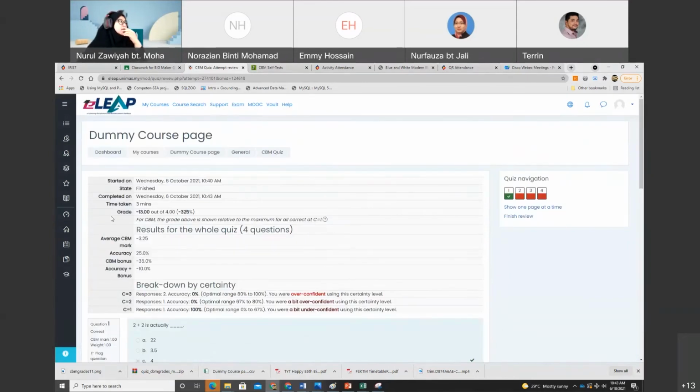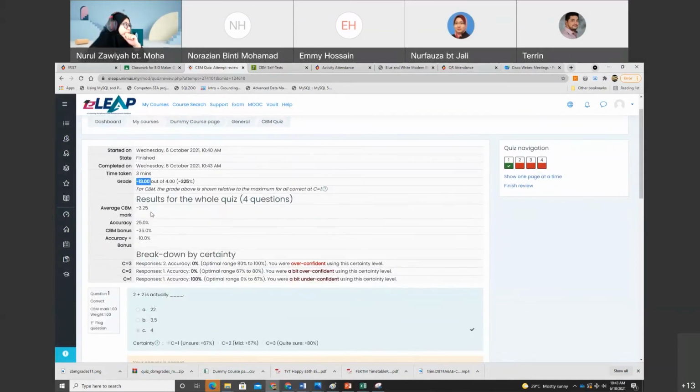So let's see. My marks is negative 13, although I have some questions correct. And then it gives me the breakdown by certainty. I have 2 questions I answered C3, but both are wrong. So accuracy is 0%. So it tells me I am very overconfident using C3 in my answers.